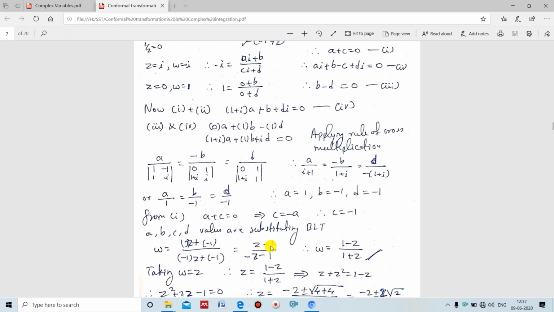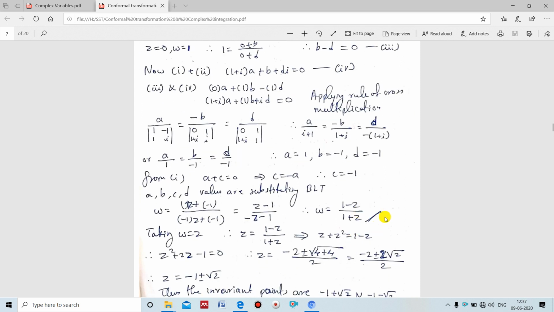We know a, b, c, d values. Put the a, b, c, d values here, we get w is equal to z minus 1 divided by minus z minus 1. So take minus 1 common here, then here also minus 1 common, minus minus cancel, we get w is equal to 1 minus z divided by 1 plus z. So it is a bilinear transform if they ask.